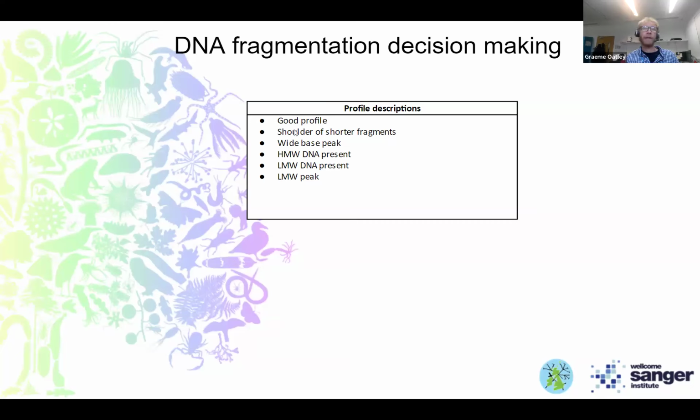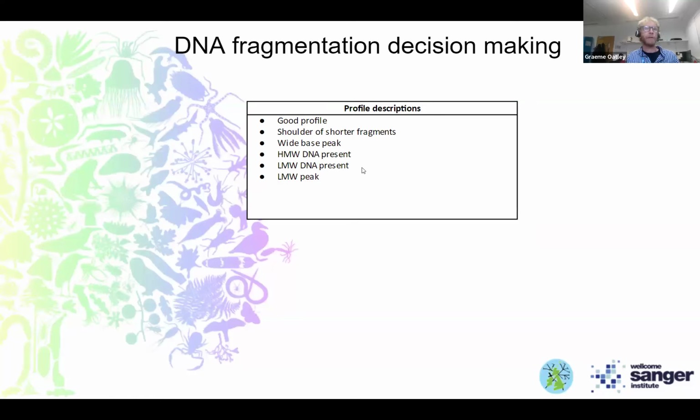So we have a good profile here. We have a shoulder of shorter fragments, so that's some lower molecular weight DNA just to the left of the main mode of our fragment distribution, a wide base peak. And then we have high molecular weight DNA present. This is an instance where the DNA extract didn't shear very well, and so we still have some high molecular weight DNA present. Anything at 25 kb and above we class as high molecular weight DNA present.